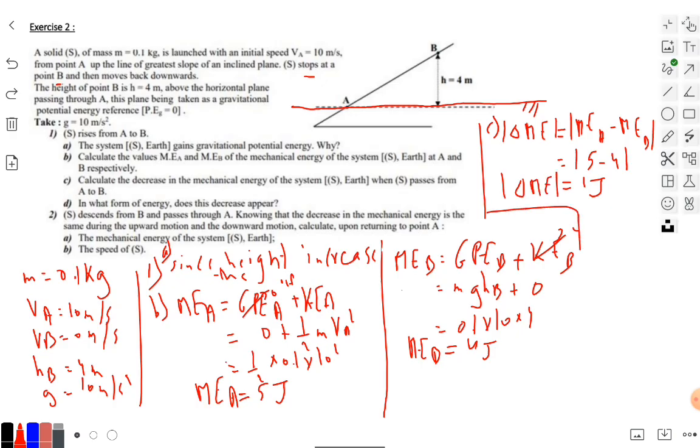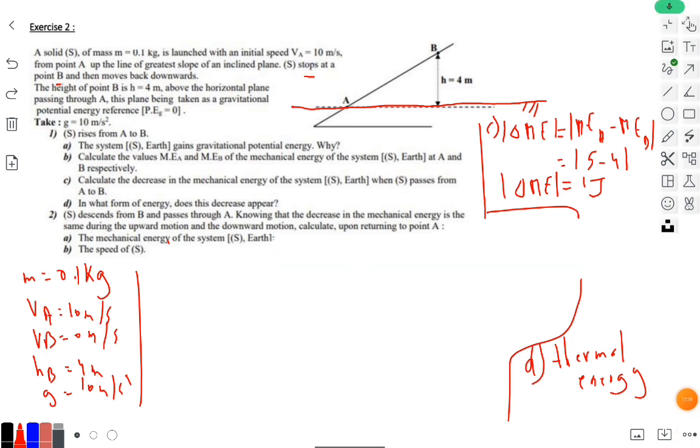Part D, in what form of energy does this decrease appear? Thermal energy. Part 2, S descends from B and passes through A, from B to A, like this. Knowing that the decrease in the mechanical energy is the same during the upward motion and the downward motion.